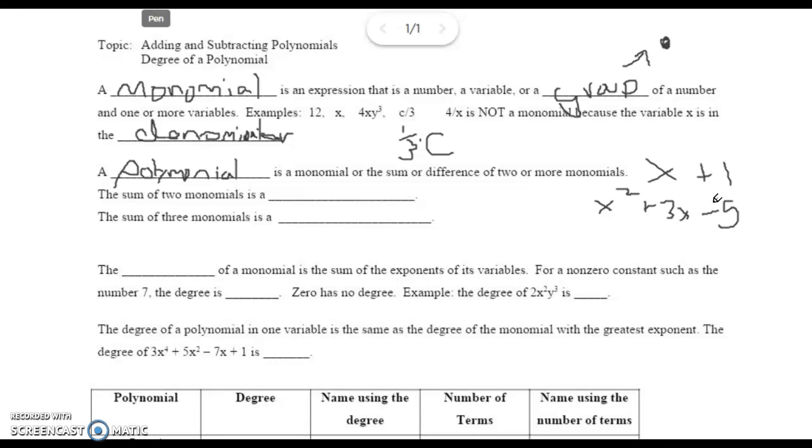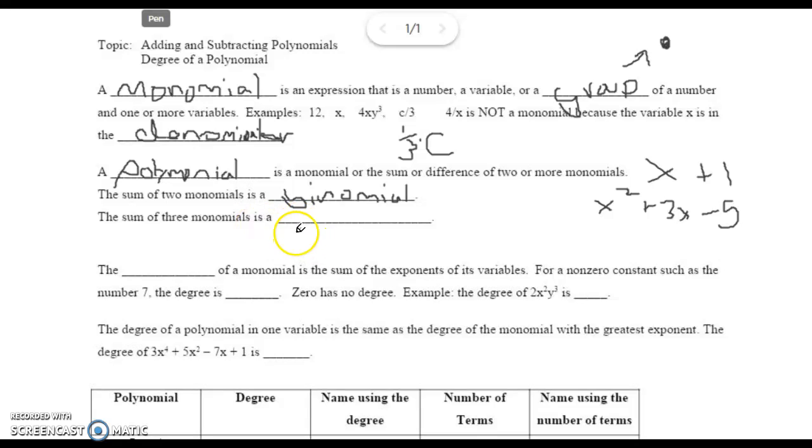The sum of two monomials is known as a binomial. And once again, I apologize for my handwriting with this thing. B-I-N-O-M-I-A-L, a binomial. These things are two monomials being added together. This one right here, this x plus 1, could be an example of a binomial, just two things together.